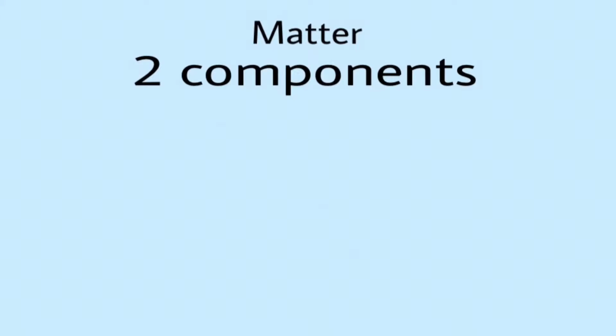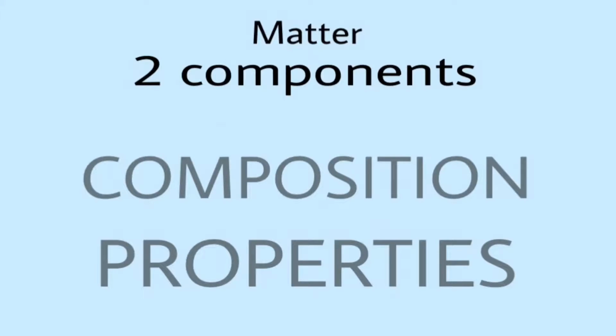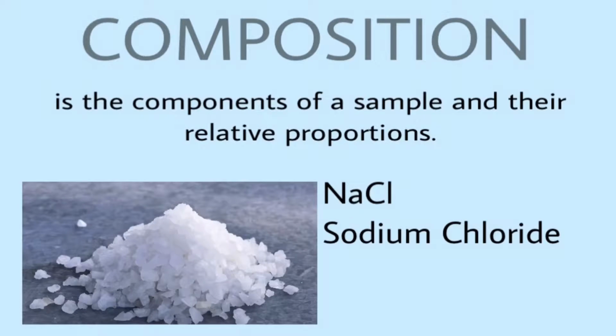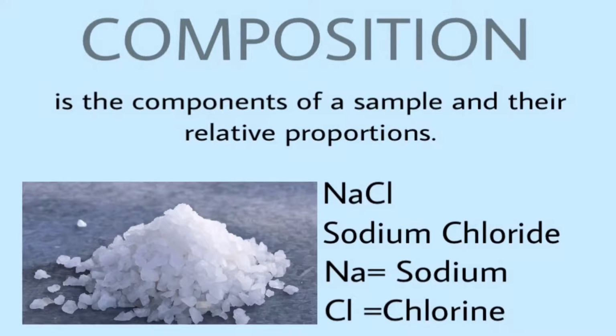Matter has two components, composition and properties. Let's go first to the composition. Composition is the components of a sample and the relative proportion. For example, sodium chloride, or salt. Salt is composed of Na, which is sodium, and Cl, which is chlorine.